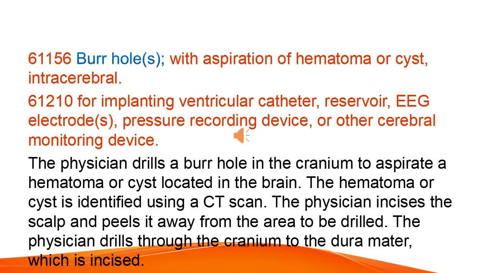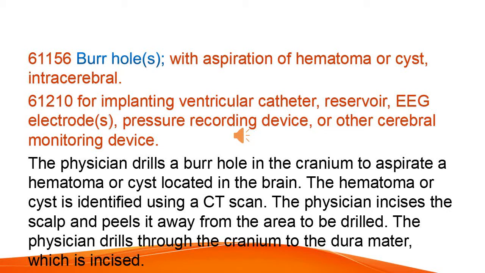Burr hole(s) with aspiration of hematoma or cyst, intracerebral. For implanting ventricular catheter, reservoir, EEG electrode(s), pressure recording device, or other cerebral monitoring device. The physician drills a burr hole in the cranium to aspirate a hematoma or cyst located in the brain. The hematoma or cyst is identified using a CT scan.